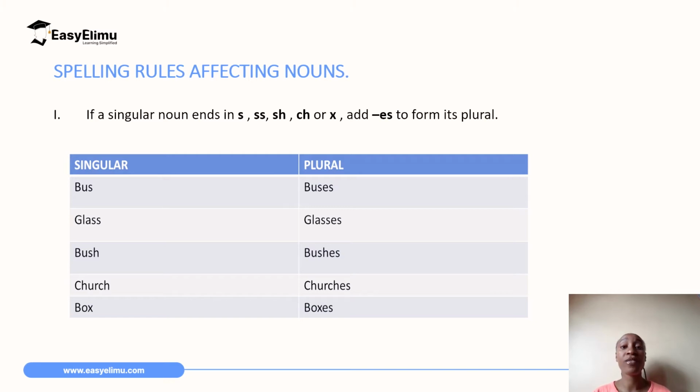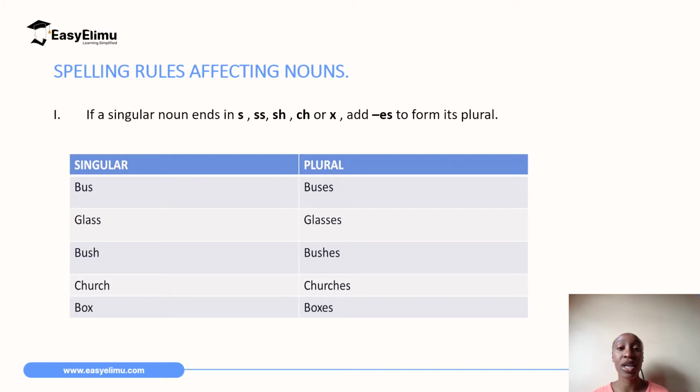So we have said that countable nouns can have a singular form and a plural form. So that means that there are several guidelines or several rules that we have to follow when converting them from singular to plural, and we are going to look at them. The first one is, if a singular noun ends in S, double S, CH, or X, you add an ES to form its plural. And you can see the examples there.